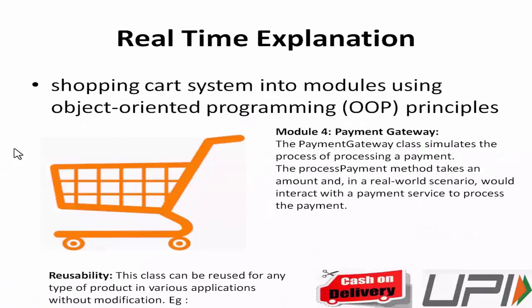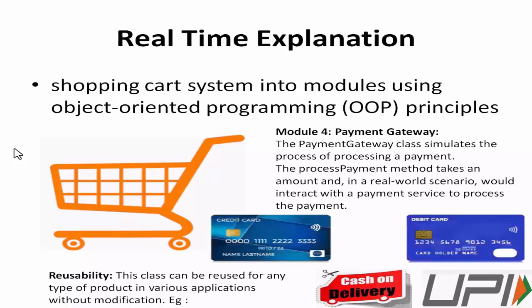So here module 4 is payment gateway. So how can you achieve reusability? The payment gateway class simulates the process of processing payment. A process payment method takes an amount and in a real world scenario would interact with the payment service to process the payment. For example, earlier the payment options were debit card, credit card and cash on delivery. Cash on delivery is an option given to the customer. So these three options were available previously.